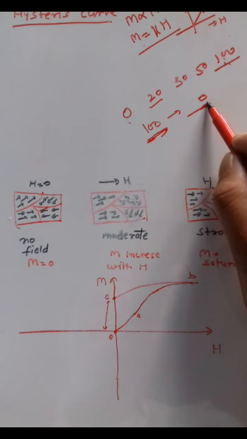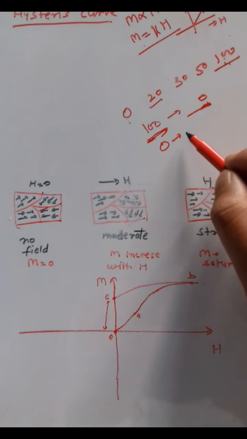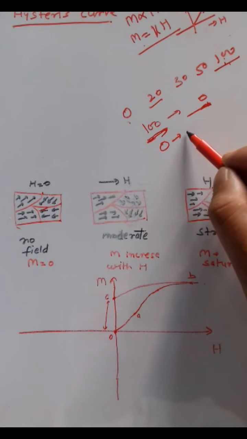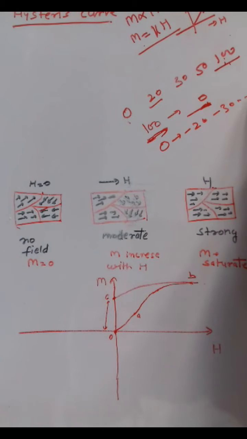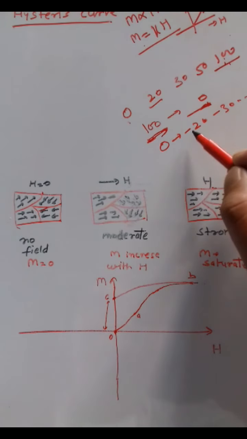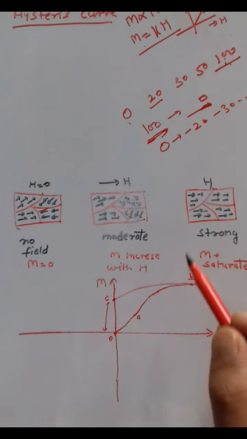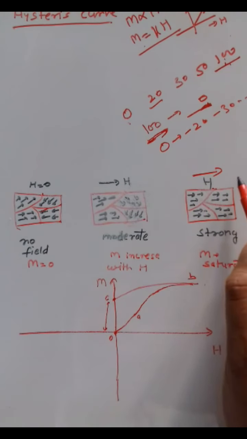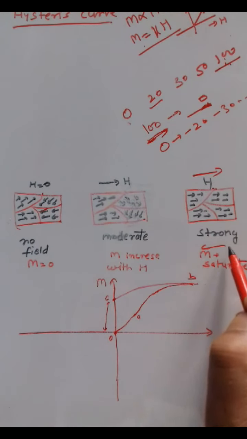Now beyond C, we apply an external field in the opposite direction. We have decreased the external field from 100 to 0. Now we apply a magnetic field in the opposite direction. This can be like -20, -30 and up to -100. The minus sign shows the opposite direction of the external field. First we applied the external field in this direction. Now we are applying the magnetic field in this direction.